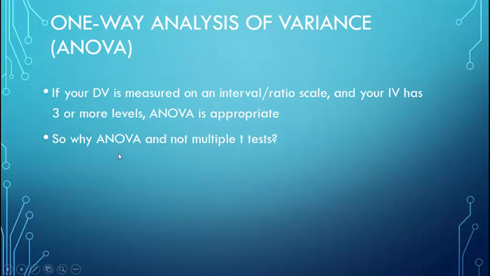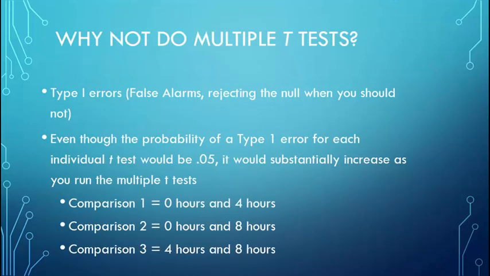So the question is, why do ANOVA, and why not just do multiple t-tests? We already know how to do a t-test, so why don't we just do a bunch of comparisons between two groups? The problem with that, why we can't do multiple t-tests, is that it will increase our type 1 error rate. Remember, type 1 errors are false alarms. That's when you reject the null hypothesis, so you're saying that your independent variable has an effect, when in fact it doesn't.